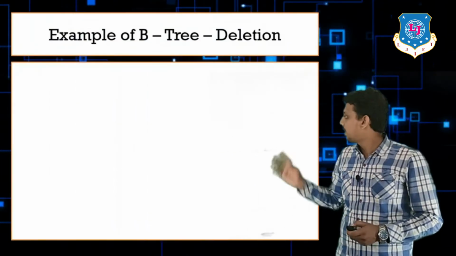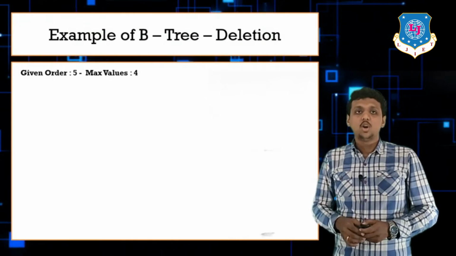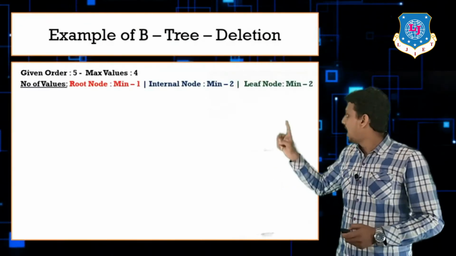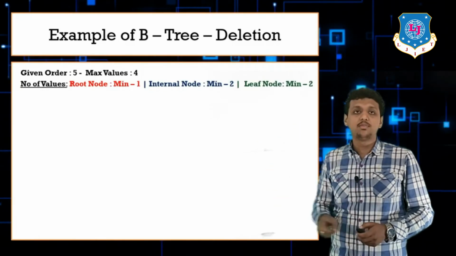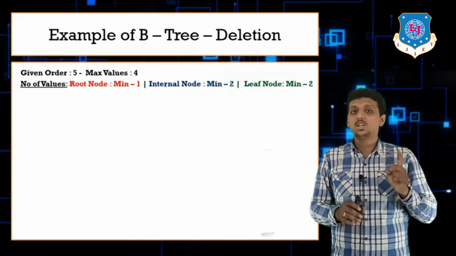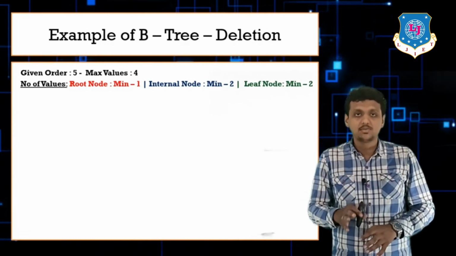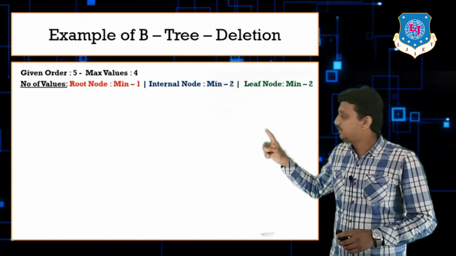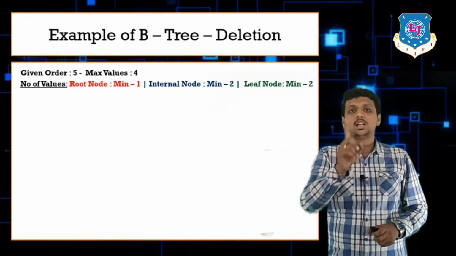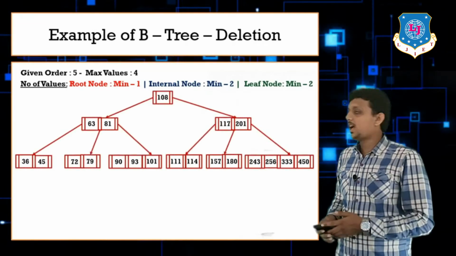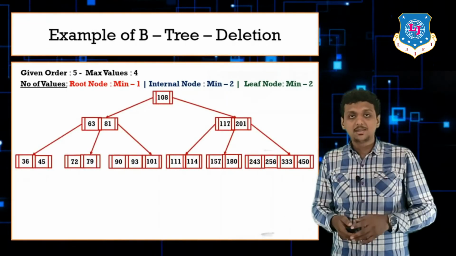So here we have the first example of B tree deletion. Order is 5, so you can store a maximum of 4 values, and I have already written there the minimum number of values, because in deletion I need to focus on minimum values. In insertion we focus on maximum values. Fine. So the minimum values in each node are written there: root node 1, internal and leaf nodes both contain 2 minimum values. Now, this is my figure, same as the previous.